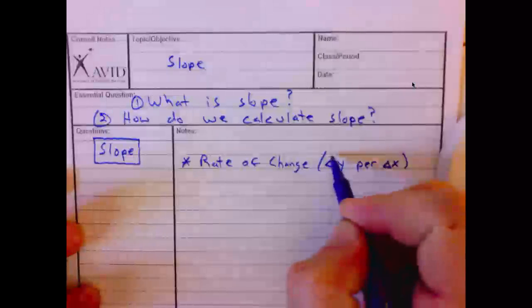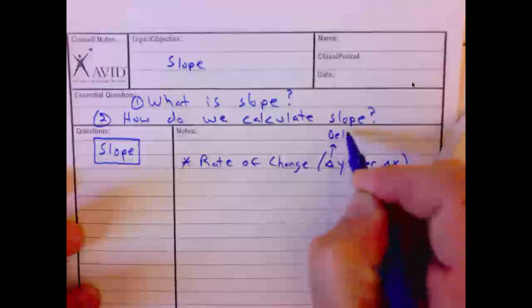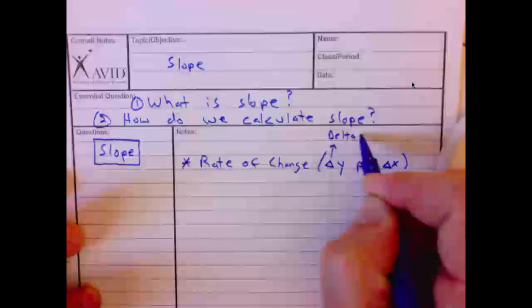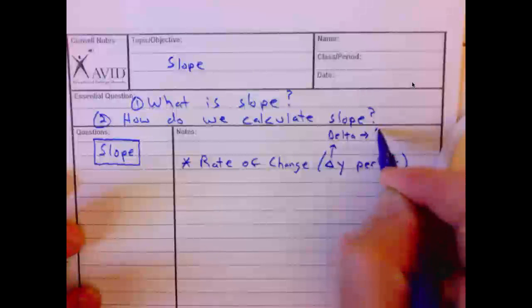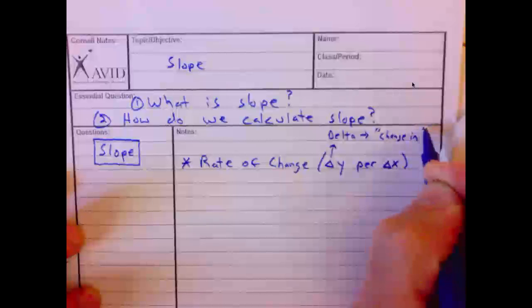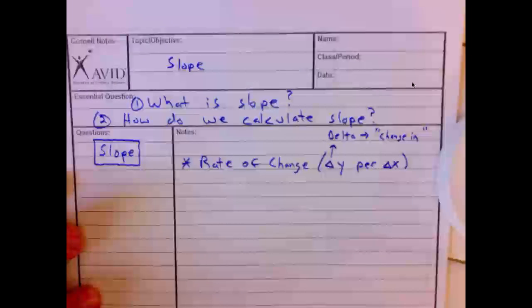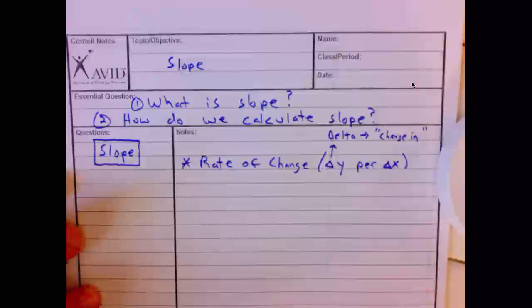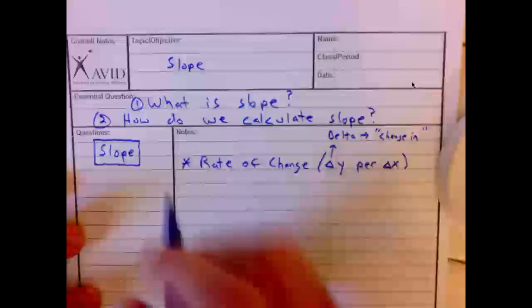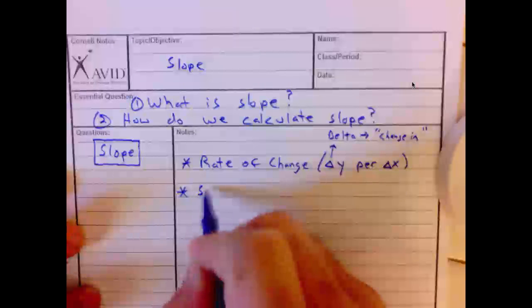This symbol here is the Greek letter delta. And in math, we use delta to represent change in. And by change, we mean subtract. If you go to the store and buy something that costs $2 and you pay with a $5 bill, they give you your change as $3. They performed a subtraction.